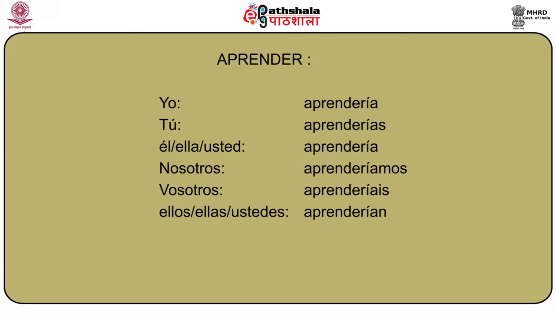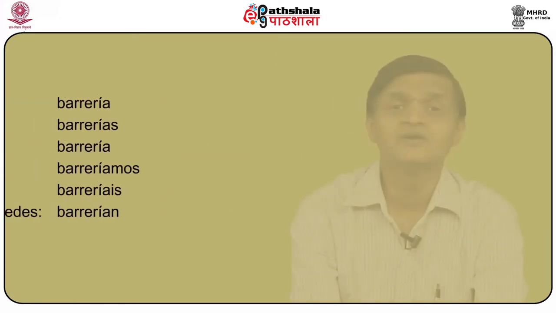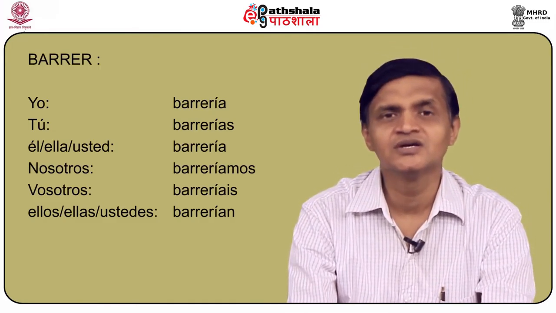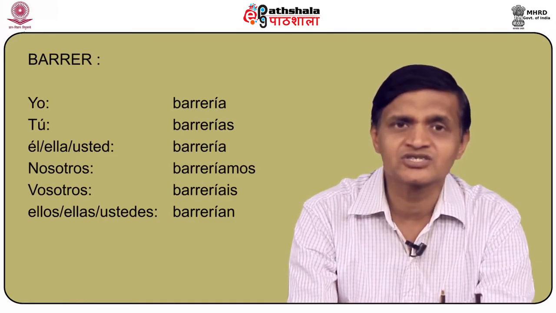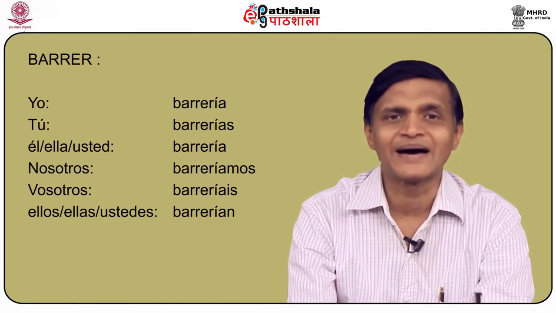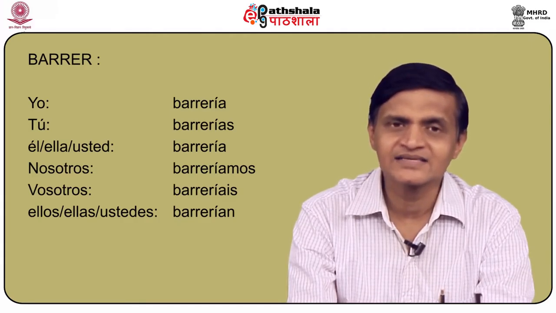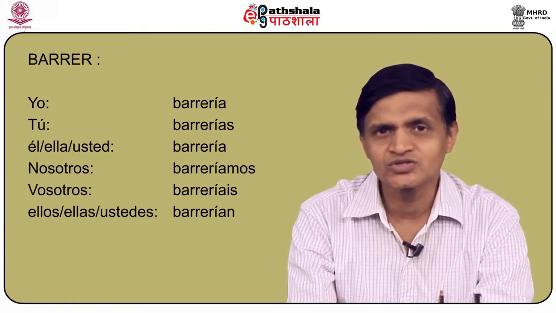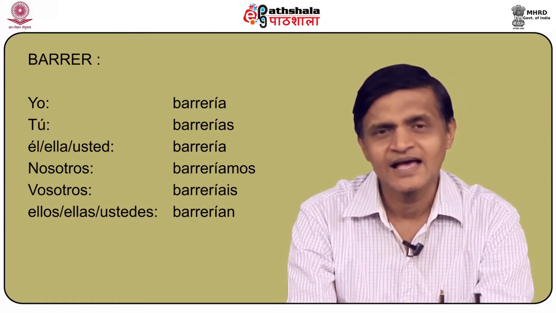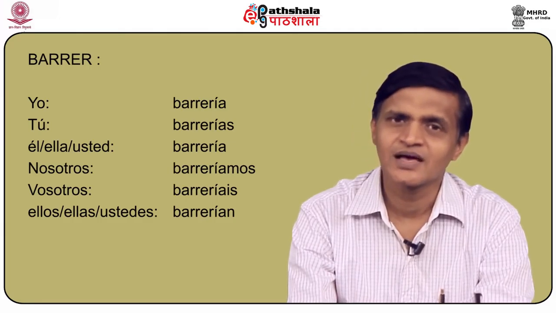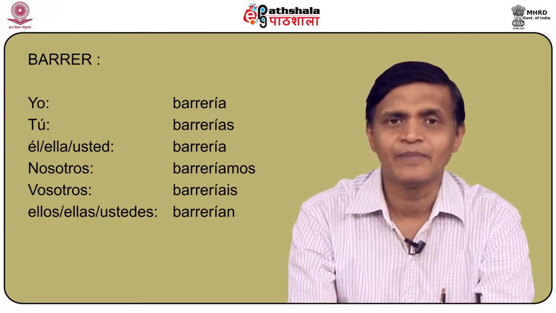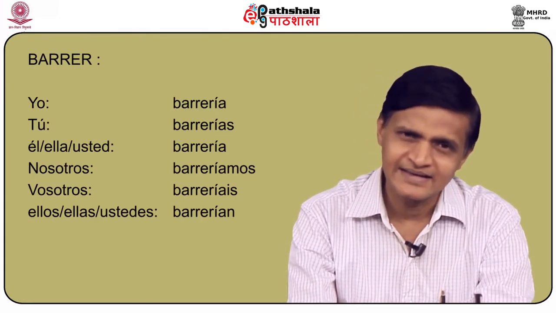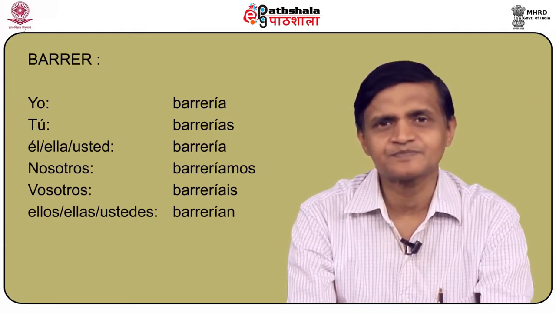So let us move on to the next verb which we've already dealt with in the future, which is barrer, to sweep. How do you conjugate barrer in the conditional? Well, you conjugate barrer in the conditional in the following manner. Yo barrería, tú barrerías, él, ella, usted barrería, nosotros barreríamos, vosotros barreríais, and ellos, ellas, ustedes barrerían. I repeat, barrería, barrerías, barrería, barreríamos, barreríais, and barrerían.